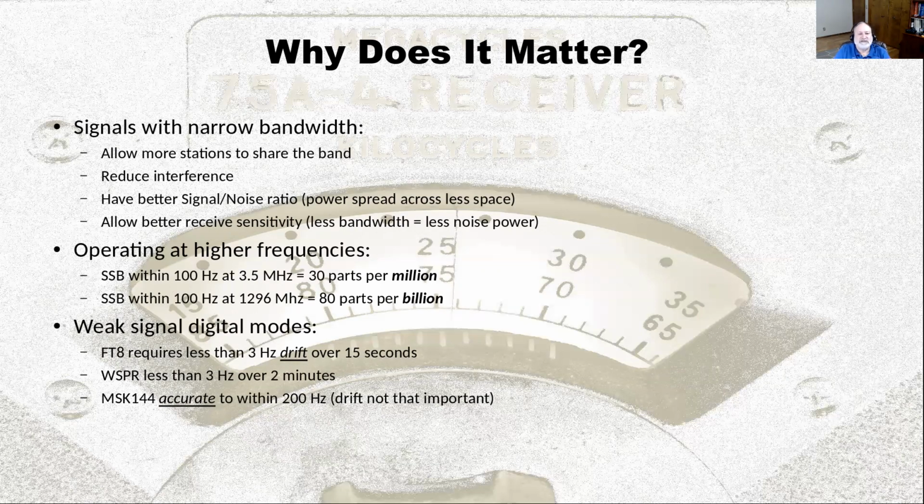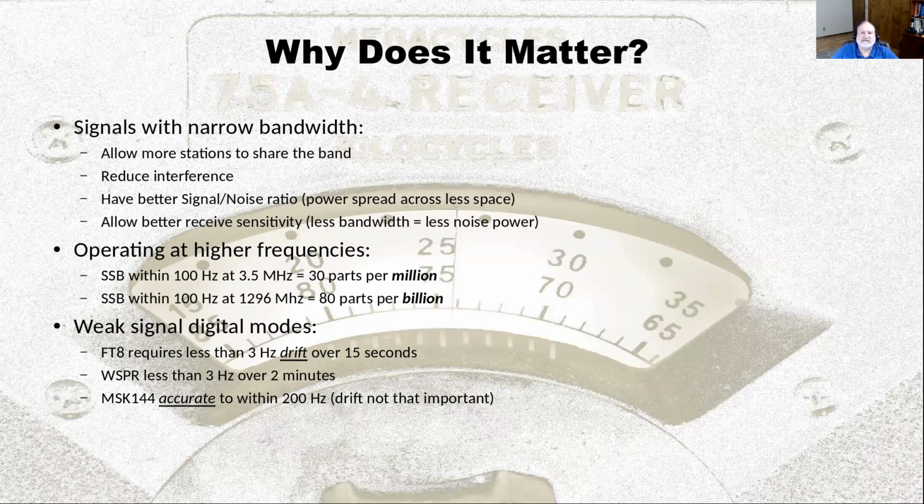And similarly, the receivers can be more sensitive. If they have less bandwidth, that's less noise getting in to compete with the signal that you're looking for. So narrow signals are good, but narrow signals bring along with it the requirement for better tuning. As we operate at higher frequencies, this becomes even more important.